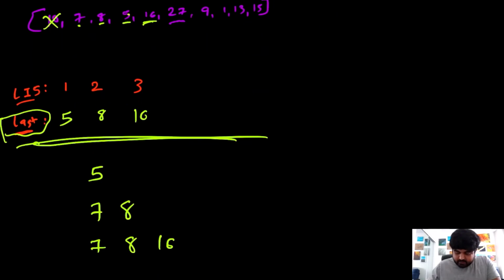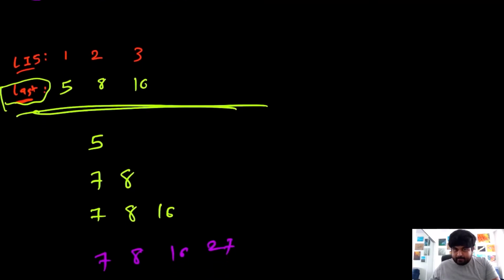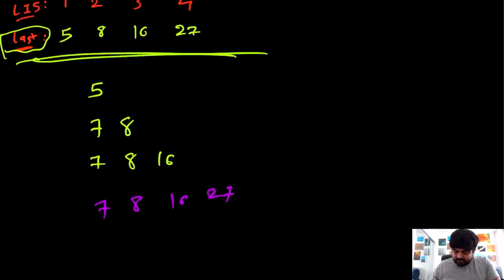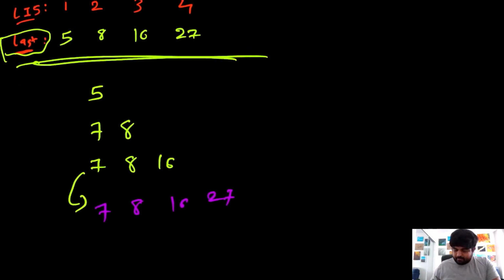Next value is 27. So 27 is again greater than this 16. So now we are going to create a new entry 7, 8, 16 and 27, and we are going to have a new entry in our LIS with value number 4, and we are going to add the last digit as 27 over here. I hope that what I'm doing is understandable, that why we are actually creating this new entry from the given input.